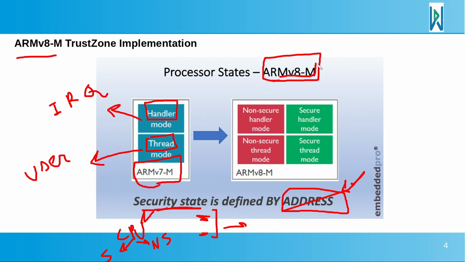Now, if we move to the ARMv8-M, we'll have, of course, the introduction of TrustZone. This helps to define extra execution contexts for our embedded software. Here, we'll have the non-secure handler mode, then non-secure thread mode, then secure handler mode, and finally secure thread mode. So we are talking about 4 execution contexts. And this means we can split our embedded software application into 4 parts.